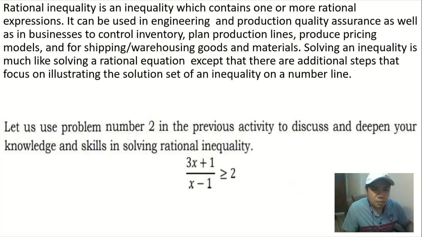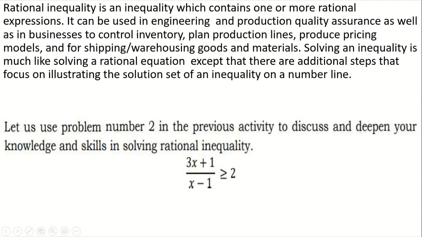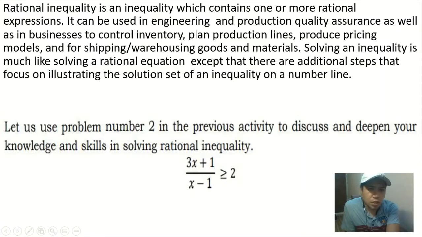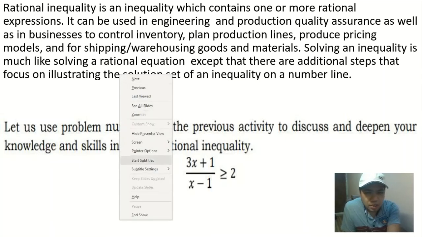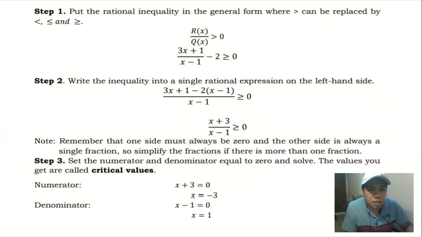Okay, so another example. Okay, so this time, rational inequality naman ang isusolve natin. Ito yung isang example doon sa table na nasa taas. So, 3x plus 1 all over x minus 1 is greater than equal to 2. So, first step, gawin daw natin siyang general form. Kaya 3x plus 1 over x minus 1 minus 2 is greater than equal to 0.